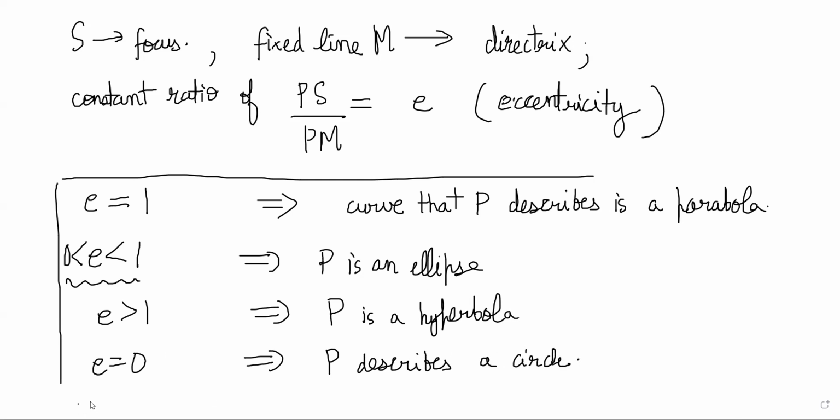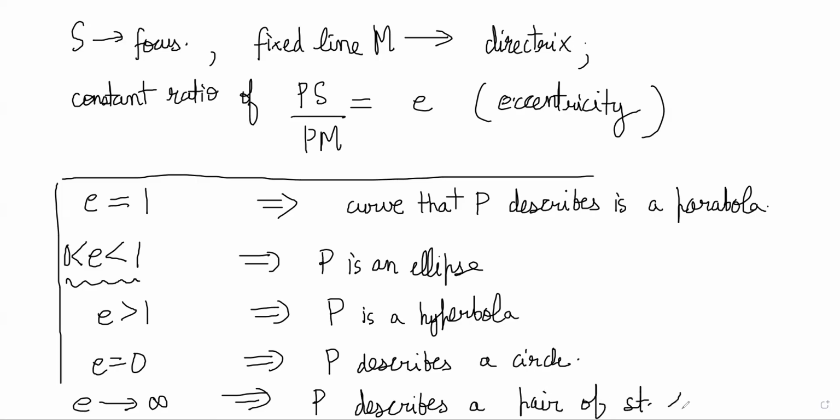And if E tends to infinity, it can never be equal to infinity, but if it tends to infinity, the conic that P will describe, and P describes a pair of straight lines. As we cover all the other topics, I will get into the details of this. Right now, I just want to list all of this for you so that you are not confused.